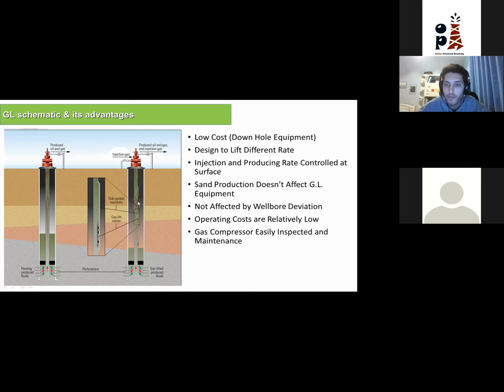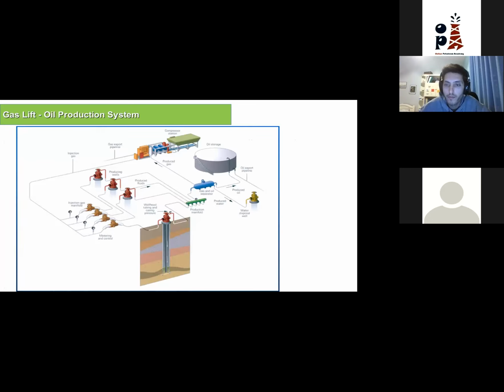So what is the main disadvantage? It is this: in order to have gas lift, we need a high capital cost at the beginning. We have to have our system, the surface gas lift system.